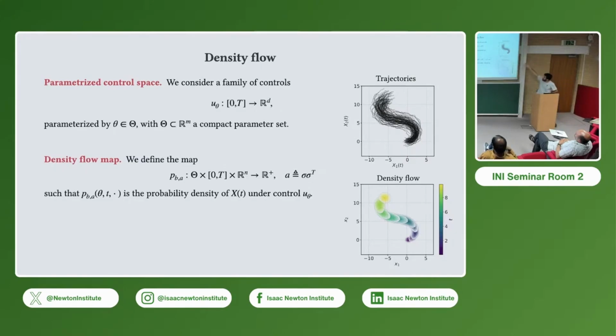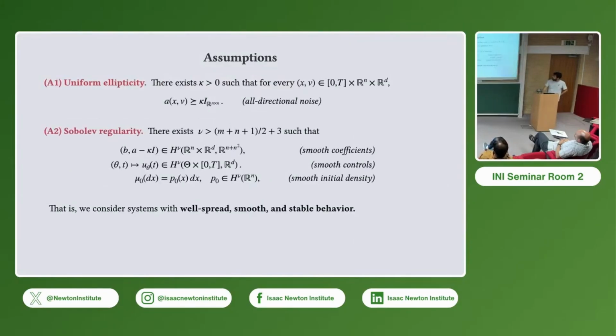So this is a picture of how this map looks like. For example, for this distribution, we have this density flow. Time increases from purple to yellow. Okay, so this is the first set of assumptions we make for this work.